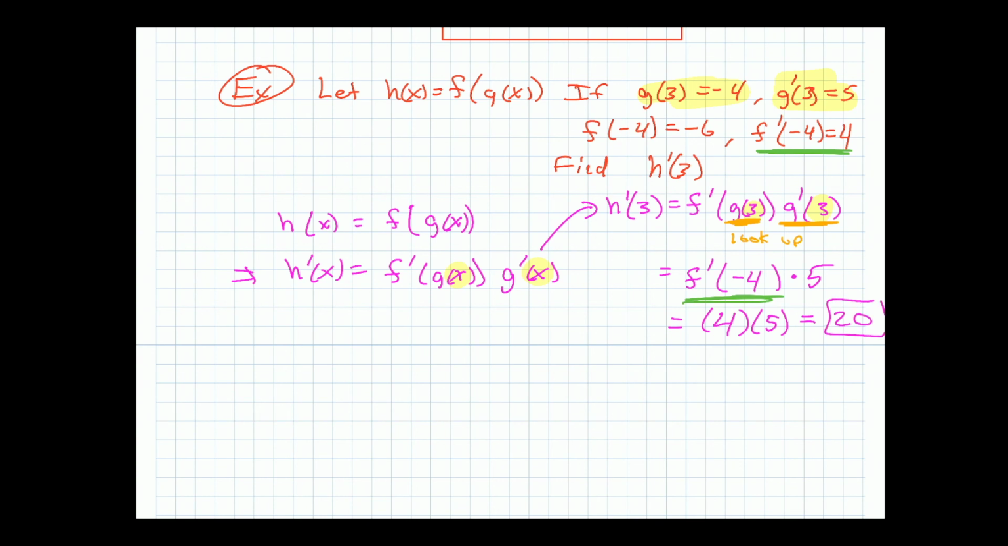Now notice we didn't use every number. We didn't use f of negative 4. It just wasn't necessary, right? It wasn't in the formula. So don't expect to necessarily use every number. Just like on the ones with the table, we didn't use the entire table. You just need to know which ones you need.